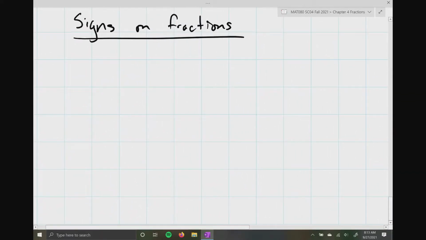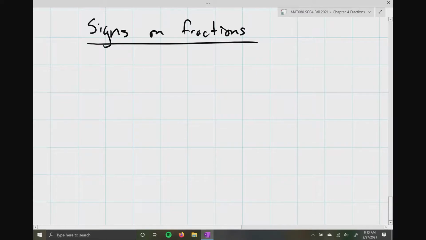So I'm going to talk about signs on fractions. Because sometimes you can have a fraction that has a negative in front of it. And the whole idea of where does a negative go, honestly, doesn't matter. For example, right here, this fraction is saying -1/3. Now, to the right, I'm going to write this. This says 1 divided by, or 1 over -3.